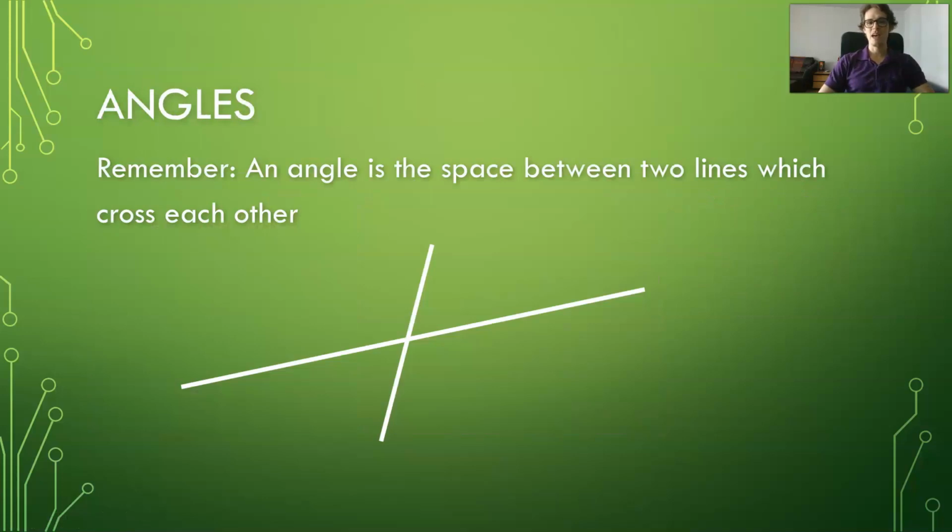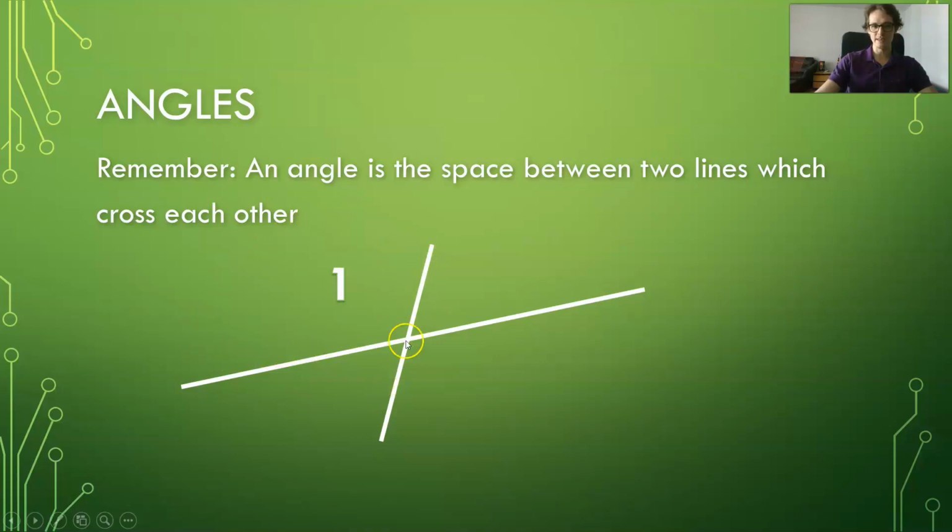Angles. Remember, an angle is the space between two lines which cross each other. So in our picture here, we have two lines which cross each other at this point. And an angle is the space between them. So can you guys think how many angles are made from these two lines? If you said 4, that is correct, okay? The first angle is this one here. Remember, it's the space between lines. So this space is an angle.